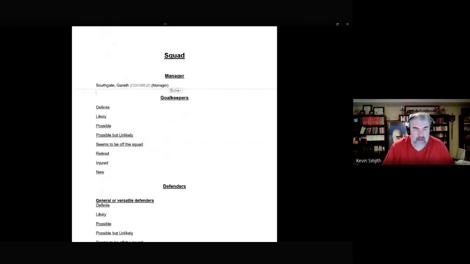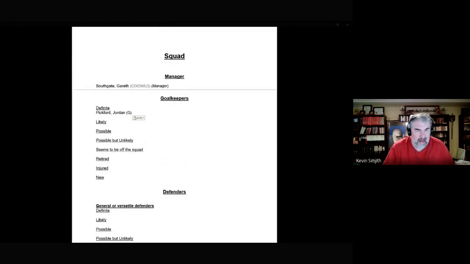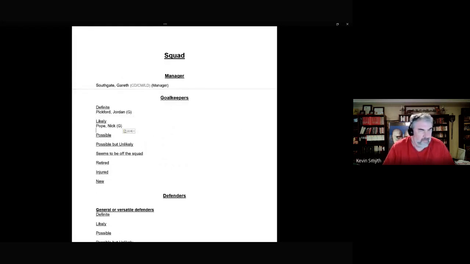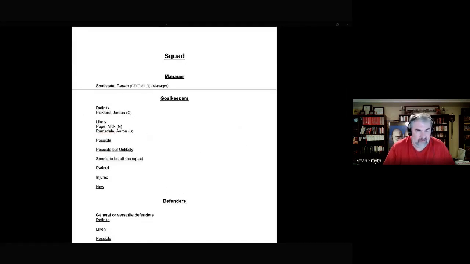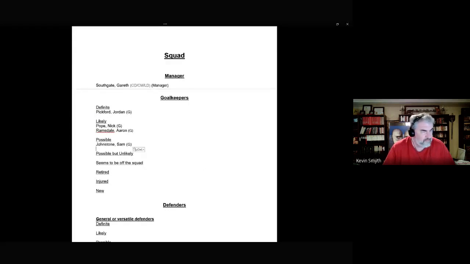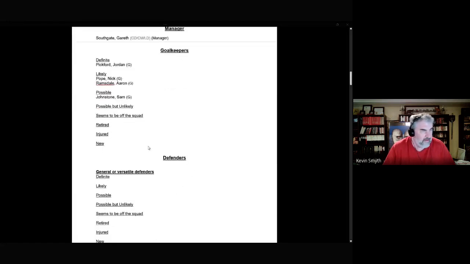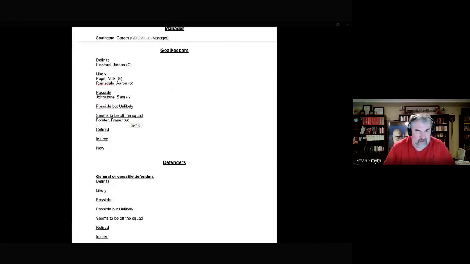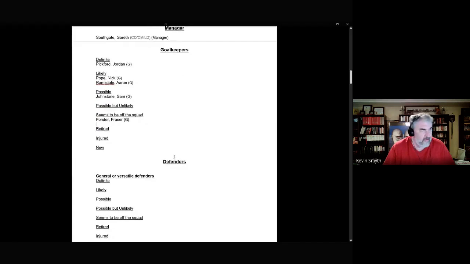Let's move on to goalkeepers, and we have a definite candidate in Jordan Pickford, a likely candidate in Nick Pope, a likely candidate in Aaron Ramsdale, and a possible candidate in Sam Johnson, and Fraser Forster seems to be off the squad, as does Dean Henderson.